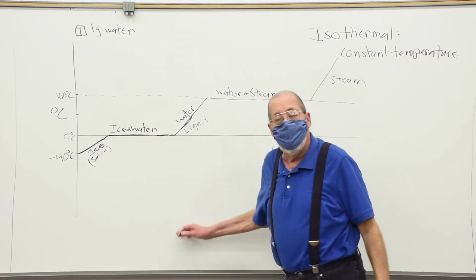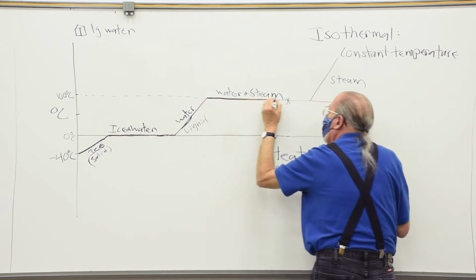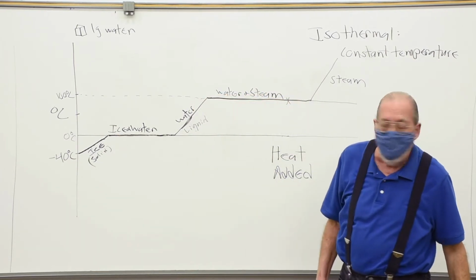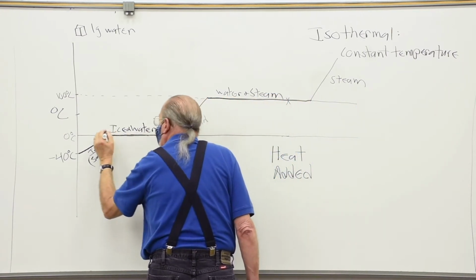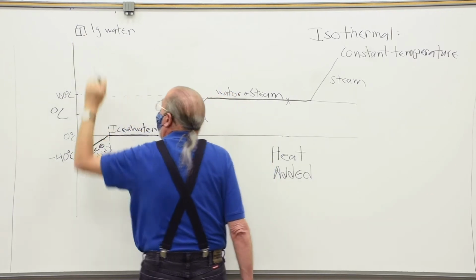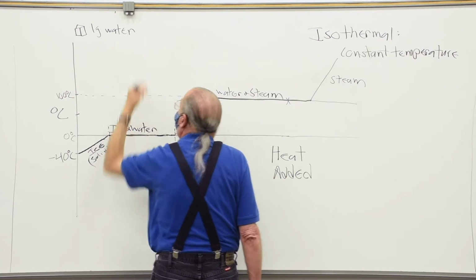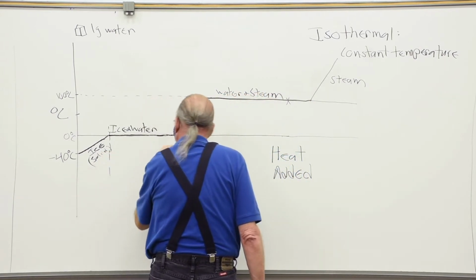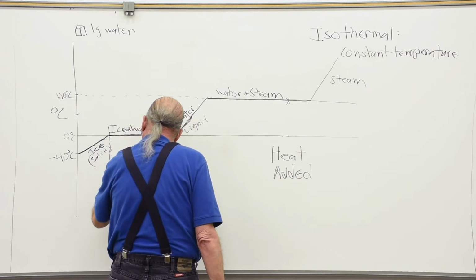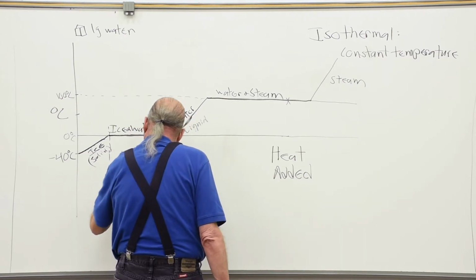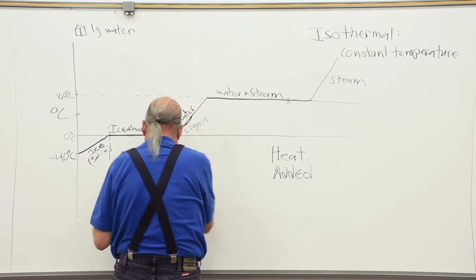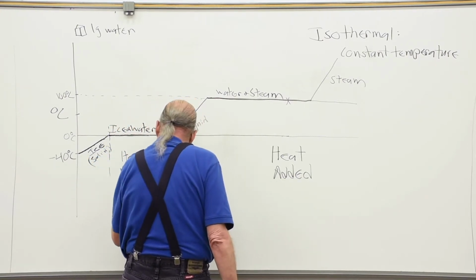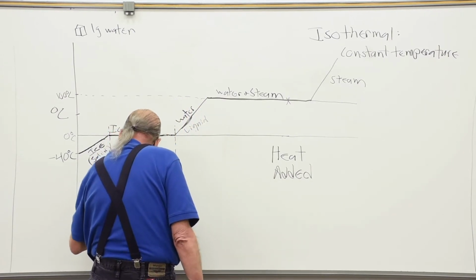So I want you to notice something. It takes heat to turn a solid into a liquid. And the amount of heat that you must add to turn 1 gram of ice into 1 gram of water, all at 0 degrees, is called the latent heat of fusion. The heat to melt 1 gram of ice at 0 degrees C is the latent heat of fusion.